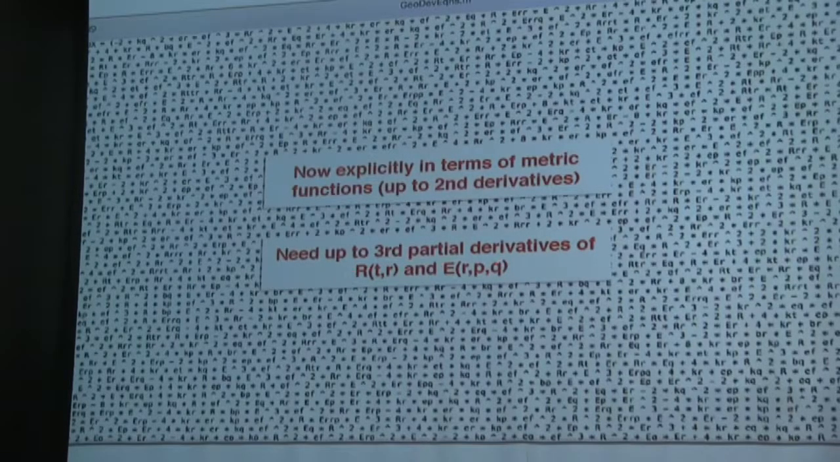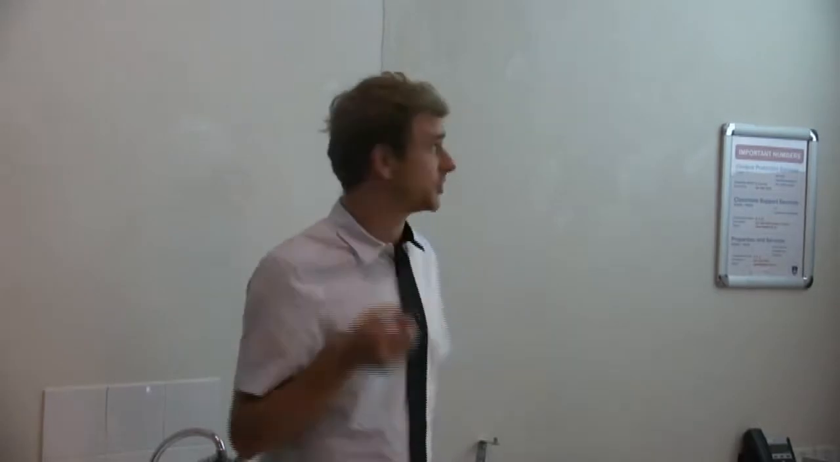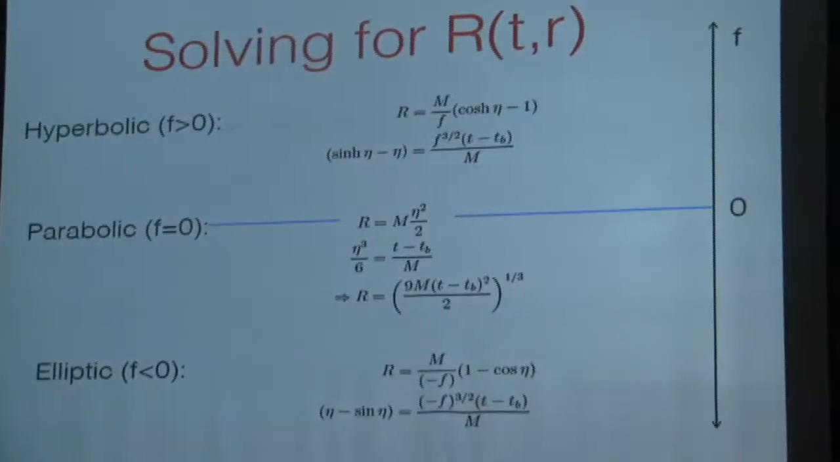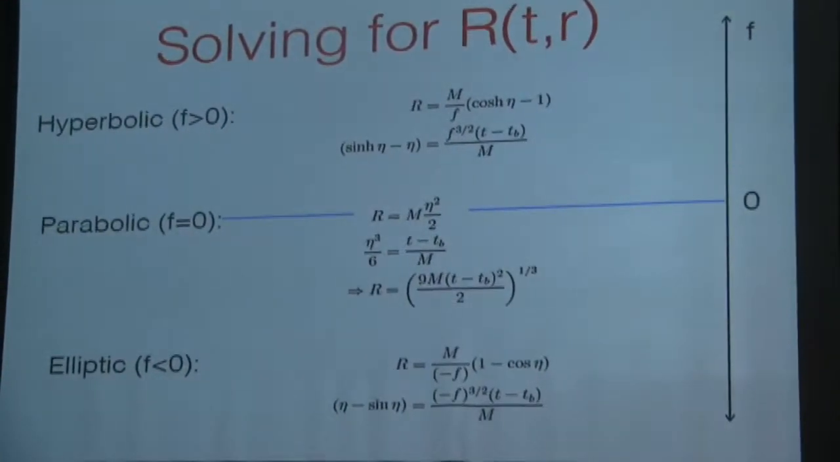And because E and R appear in the metric as derivatives, that means we need third derivatives for E and R. E is quite trivial, it's an analytic expression, so we can take all the third partials for that. R is a little more involved. The evolution of R depends on the value of F, the energy or the curvature. So there are 3 solutions, the hyperbolic, parabolic and elliptic, depending on the value of F.